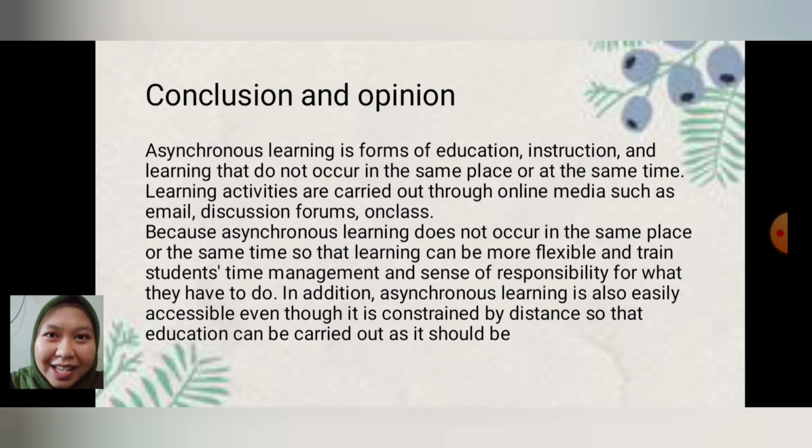Okay, asynchronous learning is a form of education, instruction, and learning that does not occur in the same time or in the same place. These learning activities are carried out through online media such as email or Gmail, forum discussions, and Moodle, and so on. Because asynchronous learning doesn't occur in the same time or in the same place, it is more flexible. It trains students to manage their time and to be responsible for what they have to do. In addition, asynchronous learning can help students, especially those from different regions, to be able to join learning activities as they have to do.